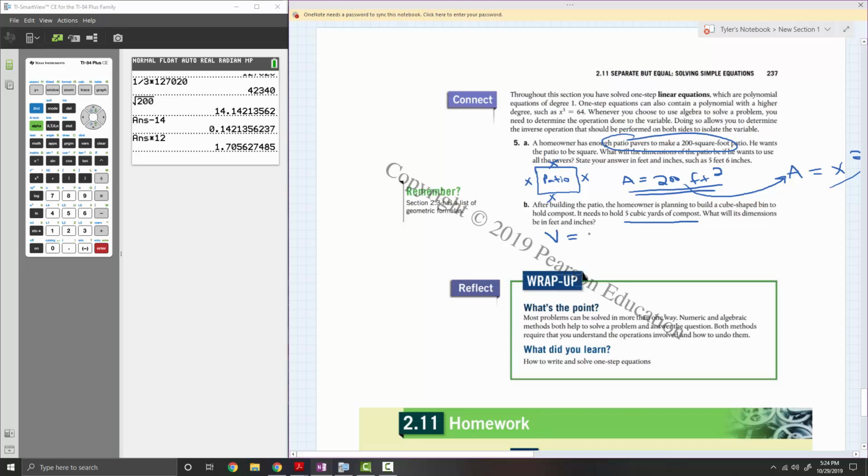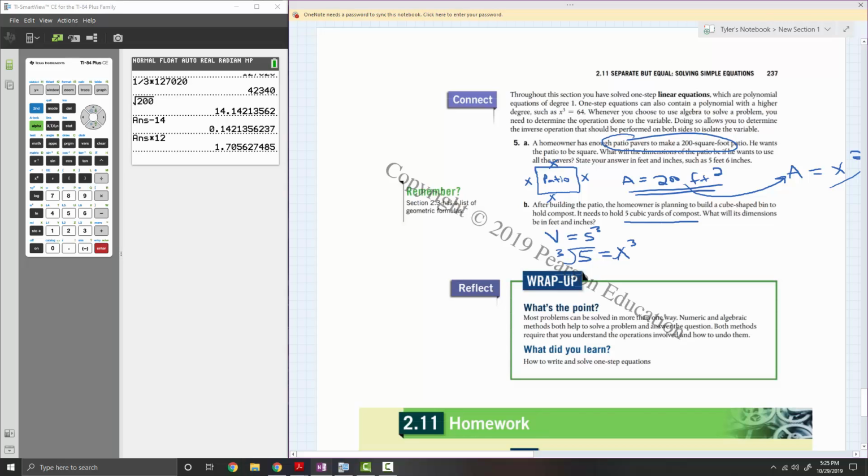So the volume for a cube is that you take the side and you cube it, where S is the side length. In this case, we want 5 cubic yards, so that's the volume, and we want to figure out what the dimensions would be. So we'd have 5 equals x cubed, right?